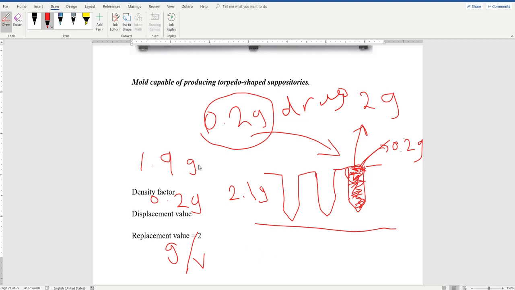Now, if I ask you to prepare, let's say, 10 suppositories, then you can multiply this by 10 and this by 10. So, 1.9 multiplied by 10, we will have 19 grams. 0.2 grams multiplied by 10, we will have 2 grams. Now I can do the formulation, whether for compression molding or for fusion molding. Is it clear?